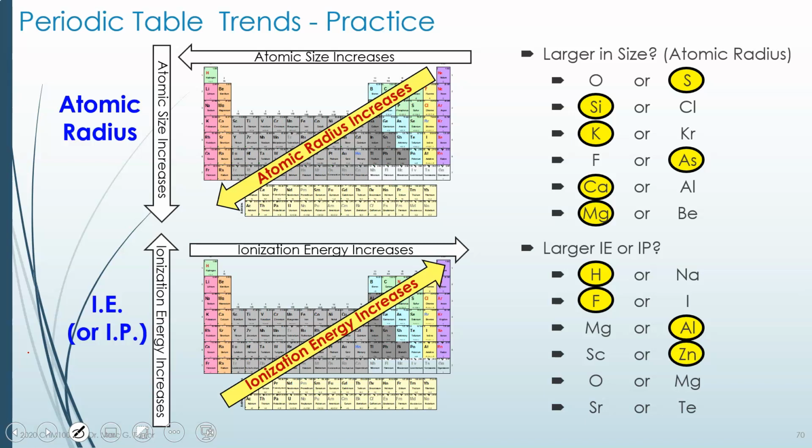Oxygen versus magnesium. Well, now you have a couple effects. Oxygen is in period 2, whereas magnesium is in period 3. So you already know that the magnesium electron is much further away, and magnesium is to the left. So it has less effective nuclear charge pulling it in. So magnesium, for two reasons, is much easier to remove an electron from than it is from oxygen, so oxygen has the higher IP.